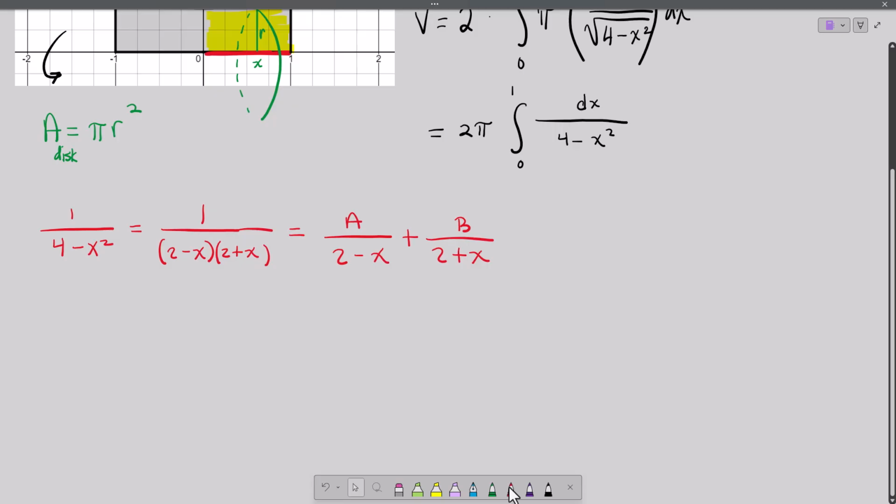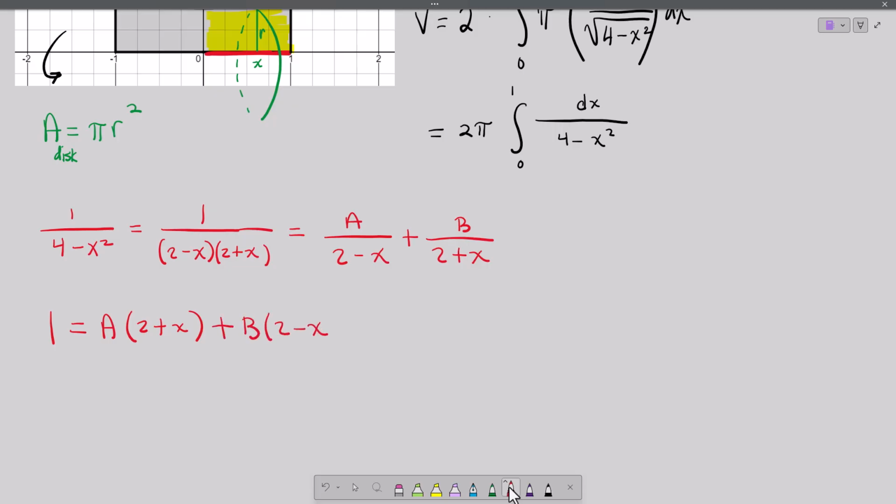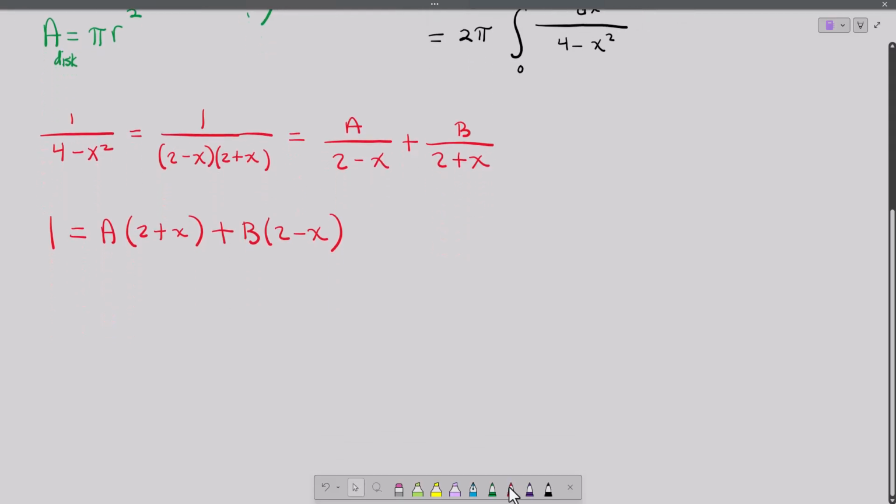And that's going to lead us to our PFD equation. If we focus right here, we're going to multiply both sides by the denominator on the left, creating a 1 on the left when you multiply by that denominator. And then when we multiply the other side by that denominator, we've got this double factor. Multiplies here, the 2 minus x's will cancel, and we're going to be left with this, a times 2 plus x. And then that double factor gets multiplied by this second term, and the 2 plus x's cancel, so we'll be left with b times 2 minus x. So that's our PFD equation.